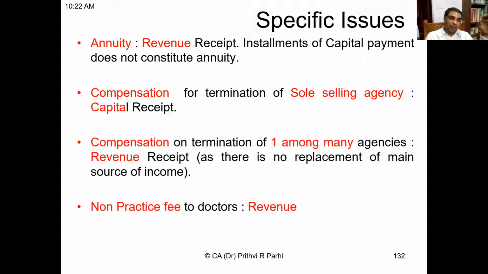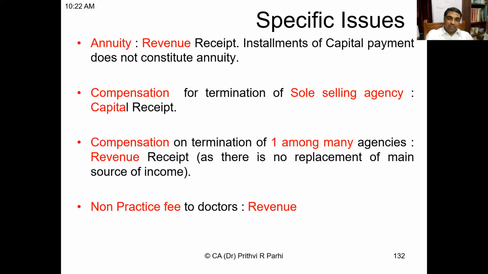Next principle is non-practice fee to doctors. Certain hospitals discourage private practice of their doctors. They give some compensation to the doctors for non-medical practice, that means a kind of not-practicing fee. So doctors are sacrificing their practice and get this compensation. In the hands of the doctor, this is a revenue receipt, because their entire source is not sacrificed, but it is somehow restricted. So non-practice fee is a revenue receipt.